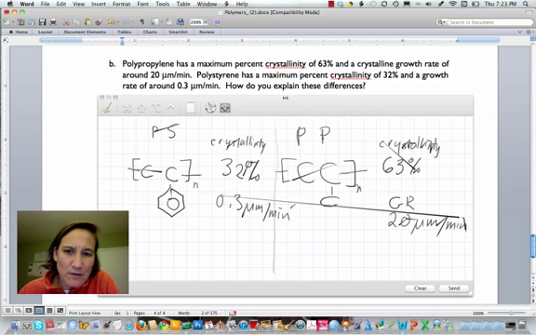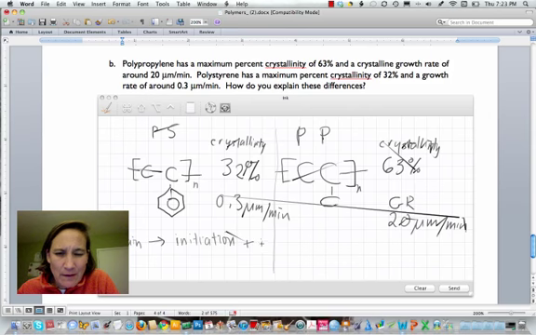Now it turns out that both of these are synthesized through the chain growth mechanism. And so, as you know, the chain growth mechanism consists of 3 steps: initiation, propagation, and termination. So these 3 steps are all a series of chemical reactions, and if we had to examine why these growth rates are different, it's something about the way in which these take place.